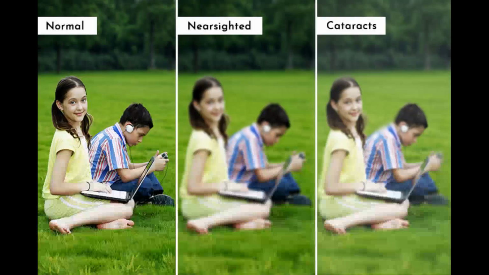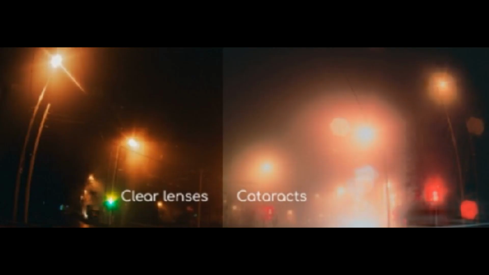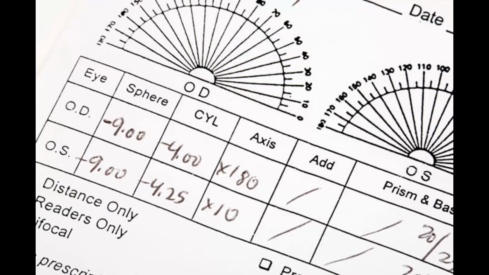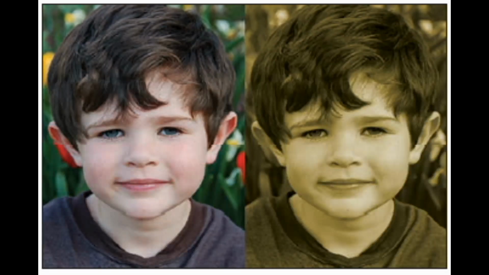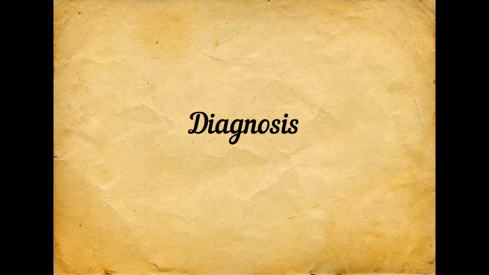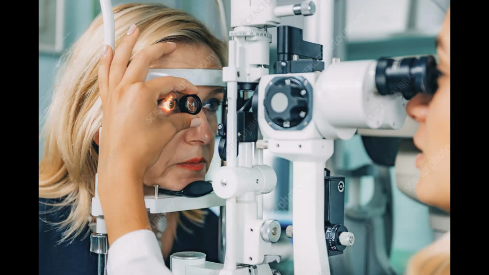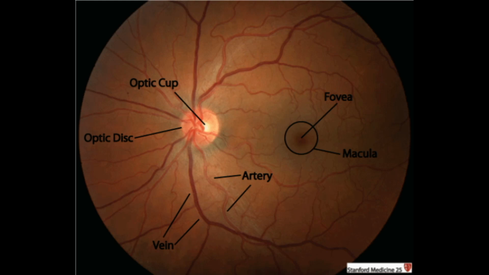Clinical symptoms include painless diminution of vision, difficulty in night vision, sensitivity to light and glare, halos around the light, frequent change in eyeglass prescription, diplopia or polyopia, color shift leading to yellowing of colors. Diagnosis includes visual acuity testing, slit lamp examination and retinal examination.